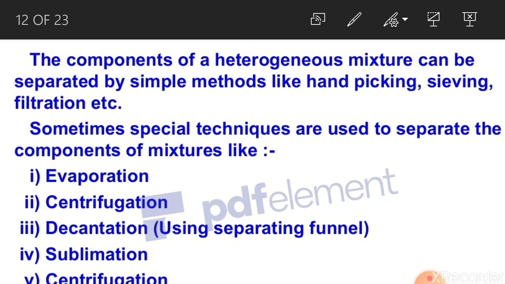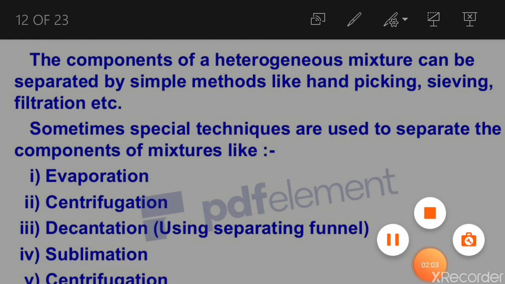We know that heterogeneous mixtures can be separated into their respective constituents by simple physical methods that you have seen in your 7th standard also, like hand picking, sieving, filtration, and we see all these things in our day-to-day life. But some special techniques have to be used for the separation of components of a mixture. So we will see now what kind of mixture and what kind of methods will be there.